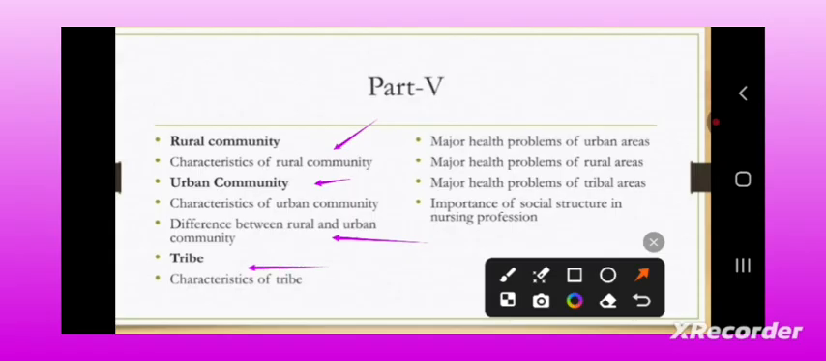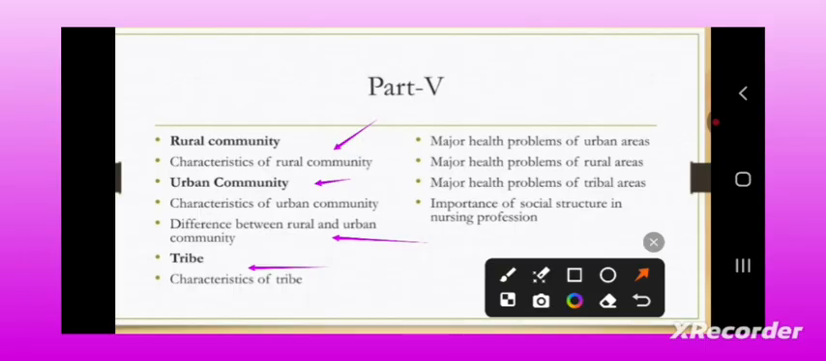Tribes. This refers to a distinct group of people, often geographically isolated, sharing a common culture, dialect, and sometimes a common ancestor. They are typically characterized by a simple sociopolitical structure. Characteristics of tribes: distinct territory, common name and language or dialect, cultural uniformity, a definite political organization, strong sense of community, and endogamy, marriage within the group.